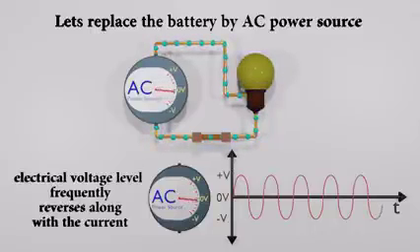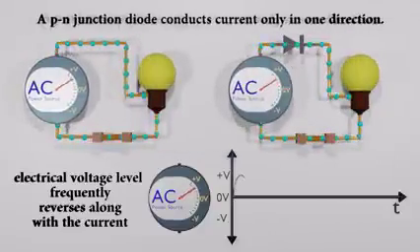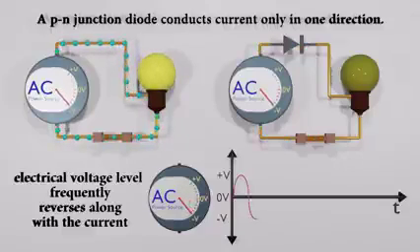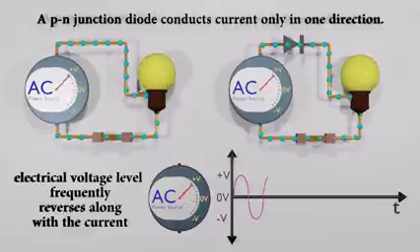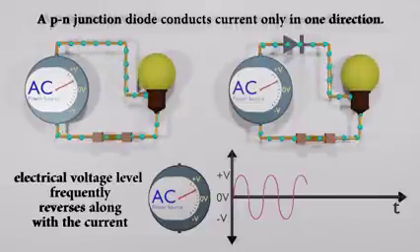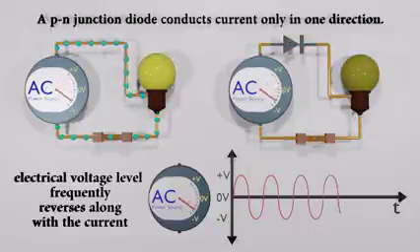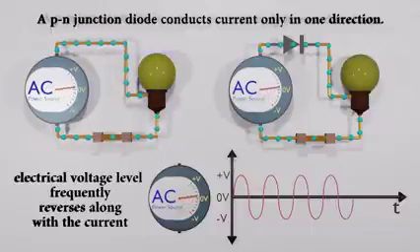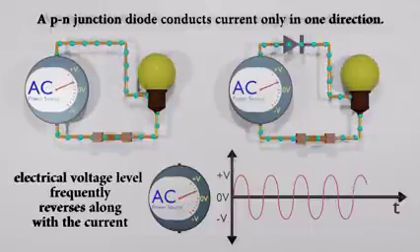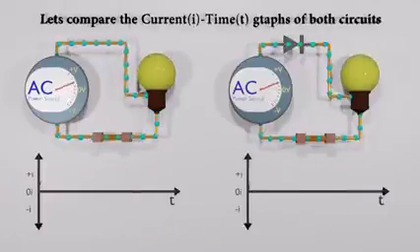Let's see what happens after adding a diode into the circuit. As you can see, diodes only allow current to pass through when forward biased. When the AC voltage is positive on the anode side, the diode allows the current to pass through to the output. But when the AC reverses direction and becomes negative on the anode side, the diode blocks the current so that no voltage appears at the output. So in the circuit, current is only flowing in one direction.